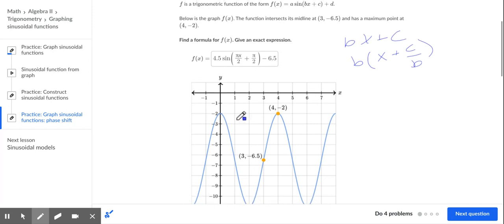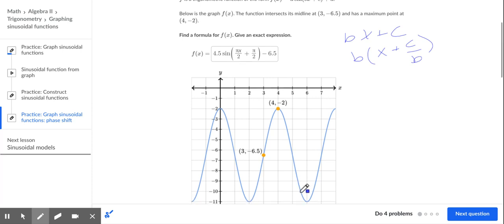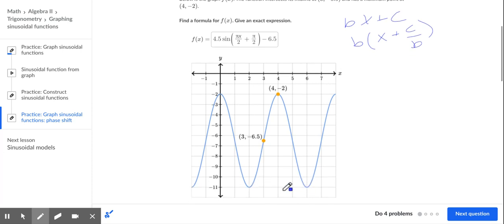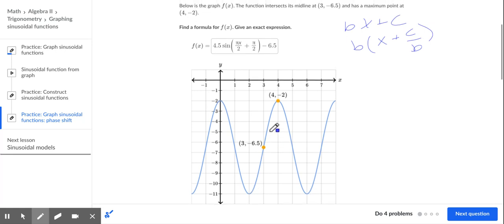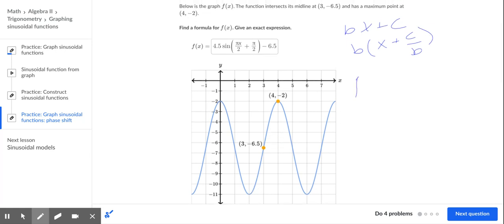The period is actually pretty easy because I know that this maximum is at 2. Nope, this maximum is at 0. I was looking at that too. This maximum is at 0 and this maximum is at 4, so my period is from 0 to 4. I can look at maximum to maximum or minimum to minimum. I could look at from 2 to 6, and I would still see that my period is 4. So I'm going to write that down. Period is 4.